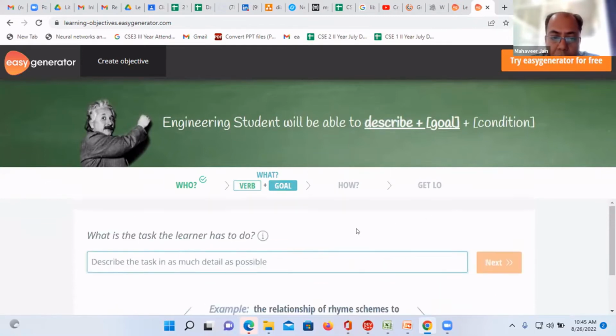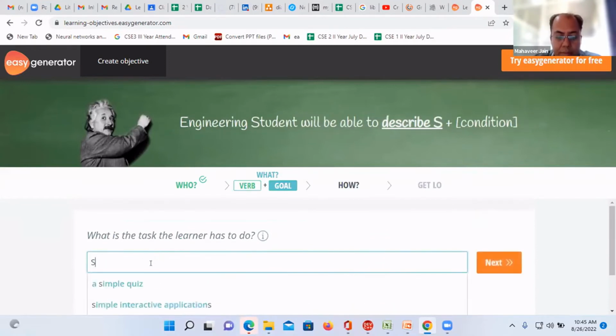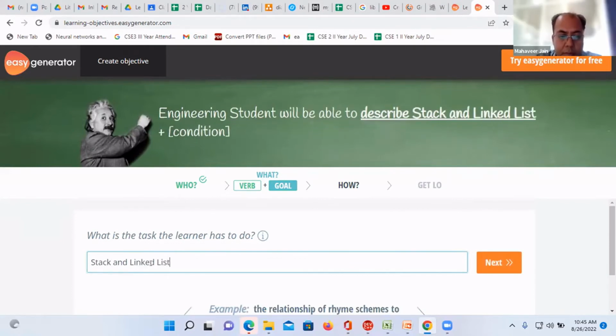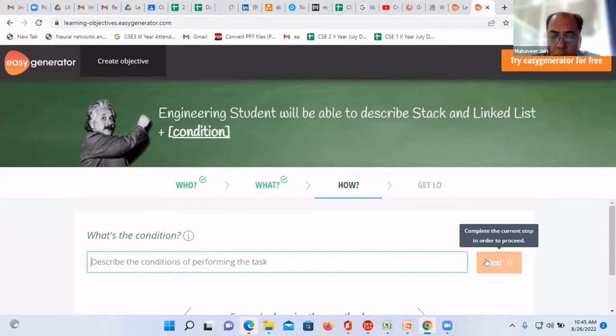Then the next, what is the task to learn? Suppose stack and linked list. Next, what is the condition? Is there any condition?